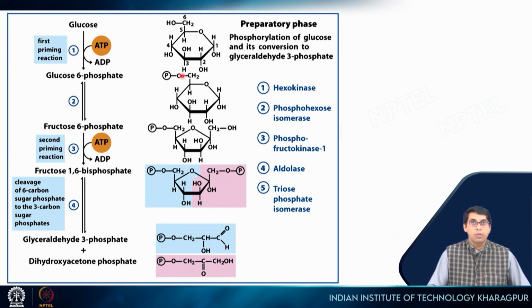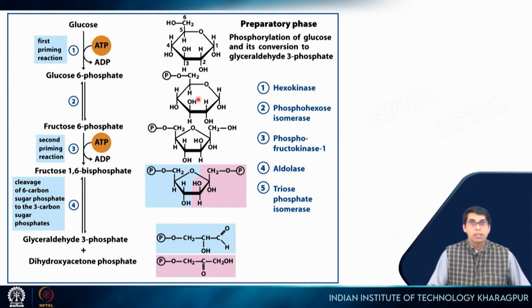So the 6th carbon OH is phosphorylated by hexokinase, and this phosphate group comes from the ATP. Remember, ATP has 3 phosphate groups, triphosphate, right? So the terminal phosphate goes here and it becomes ADP, diphosphate. Okay. Then the next step is catalyzed by phosphohexoisomerase, okay, to produce fructose 6-phosphate.